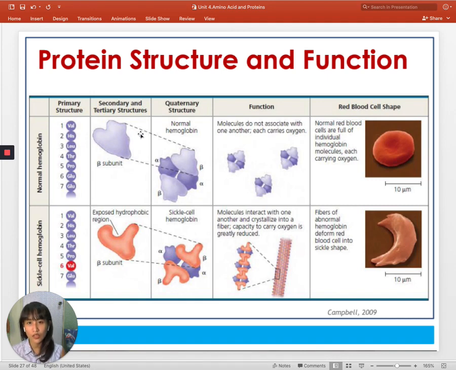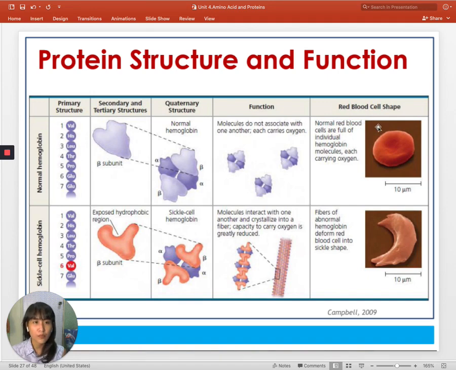For the secondary and tertiary structures, a normal hemoglobin looks like this, while a sickle cell hemoglobin looks like this. So there is an exposed hydrophobic region. For quaternary structure, the normal hemoglobin looks like this, and the sickle cell hemoglobin looks like this. In terms of function, molecules do not associate with one another in a normal hemoglobin, so each carries oxygen. While the sickle cell hemoglobin, the molecules interact with one another and crystallize into a fiber. Capacity to carry oxygen is greatly reduced.